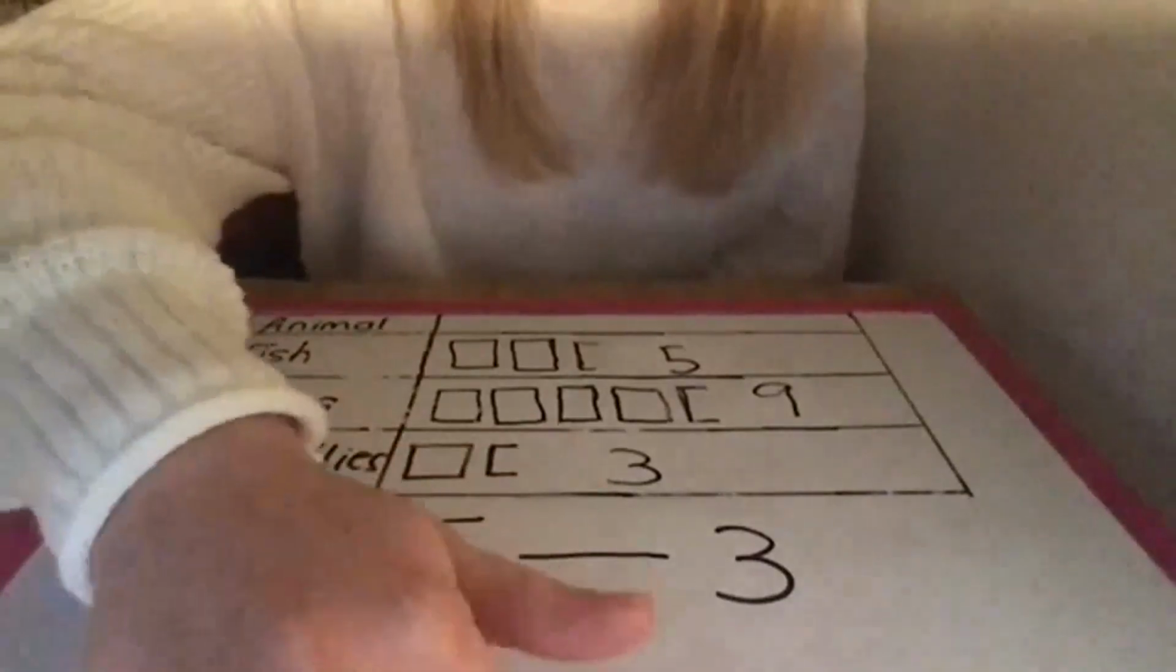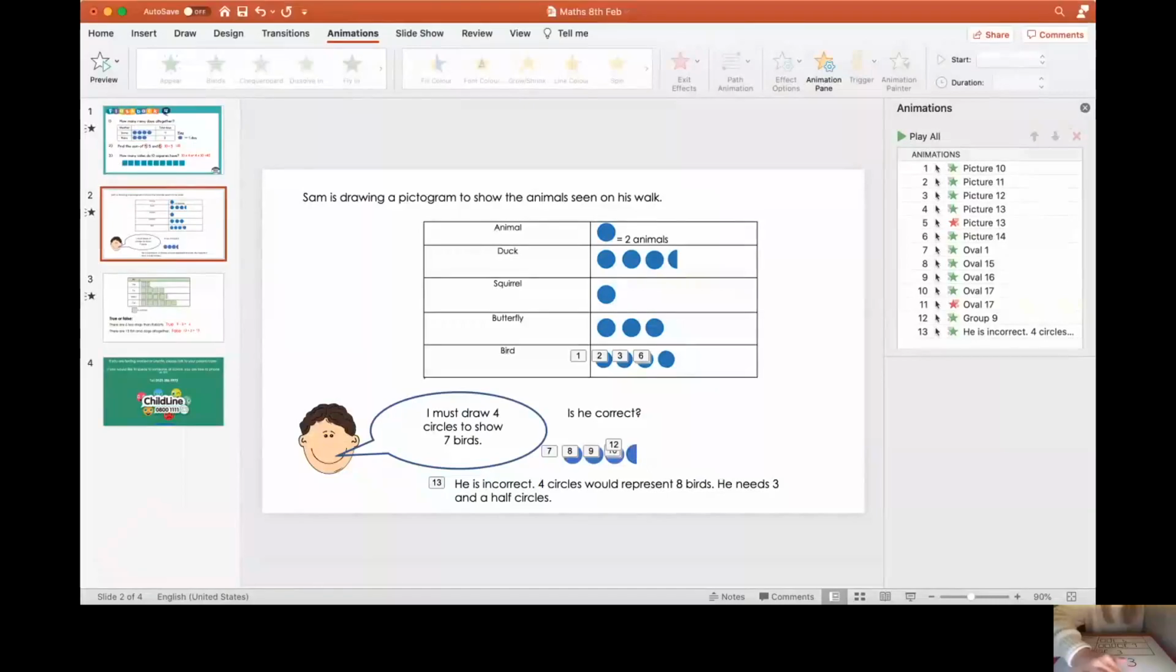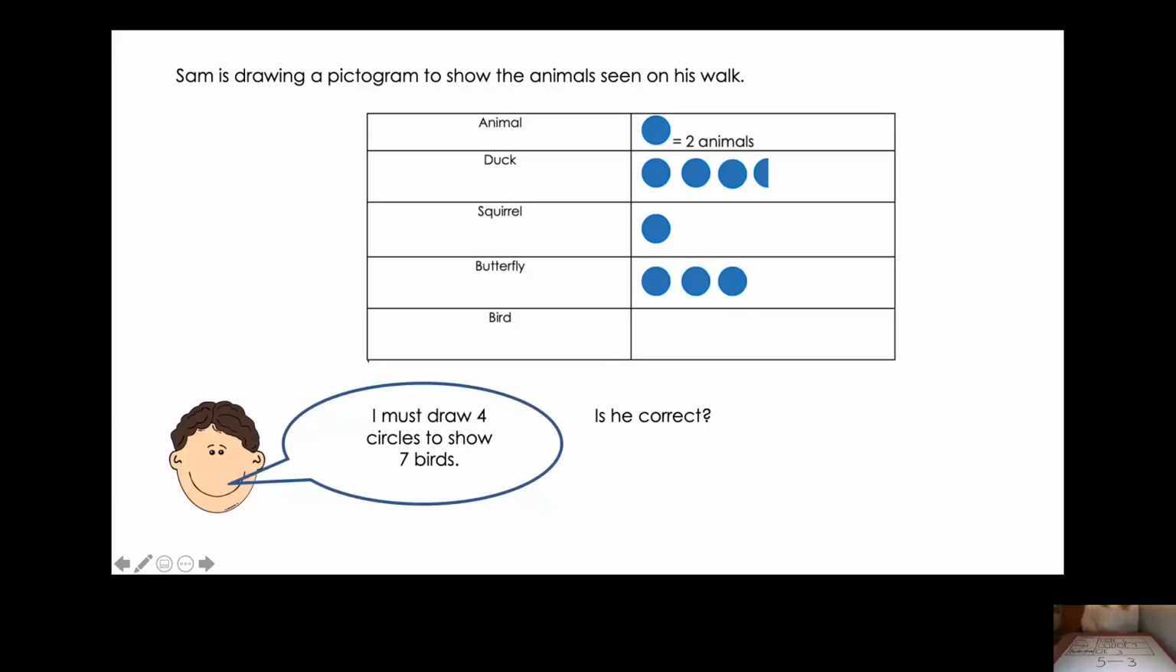Okay, Yetu. So now I am going to start sharing my screen with you again, so we can do some problem solving. There we go. Okay, so let me put my screen up. So Sam is drawing a pictogram to show the animals seen on his walk. Each of his symbols equals 2 animals. So how many ducks did he see? Well, he saw 2, 4, 6, because there are 6 full circles, and then there's a half circle which equals 7, because a half circle is 1, isn't it? So he saw 7 ducks.